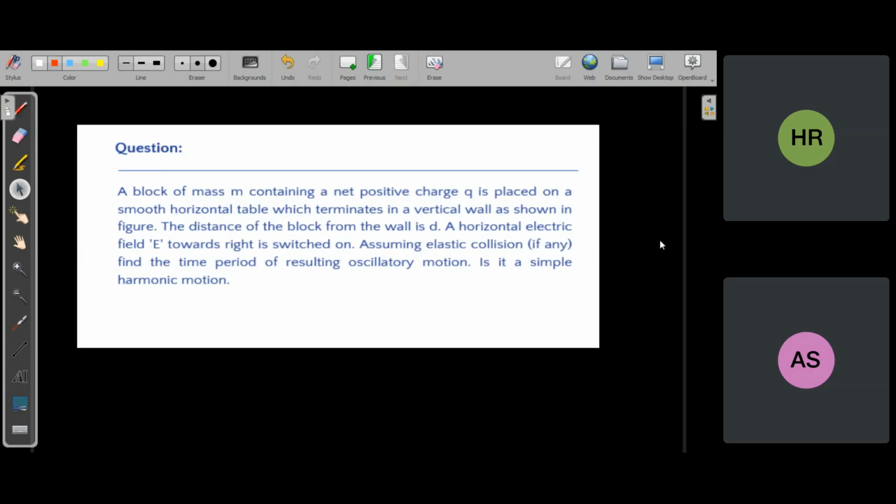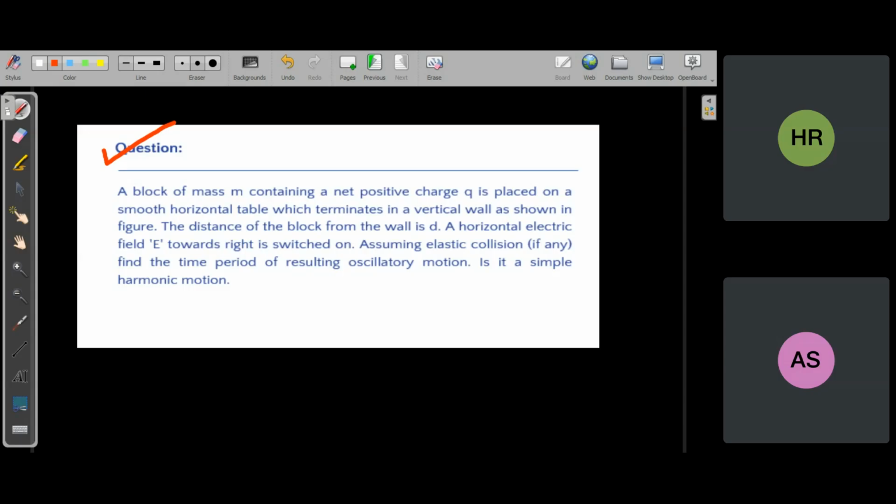The block here does not undergo SHM. Okay, it is not SHM, right? Yes, sir. And how will you find the time period? Sir, by using equations of motion, V equals U plus AT, we can get it. By using V equal to U plus AT, how will you get it? You don't know V and you don't know T. The U is 0, sir. U is 0.